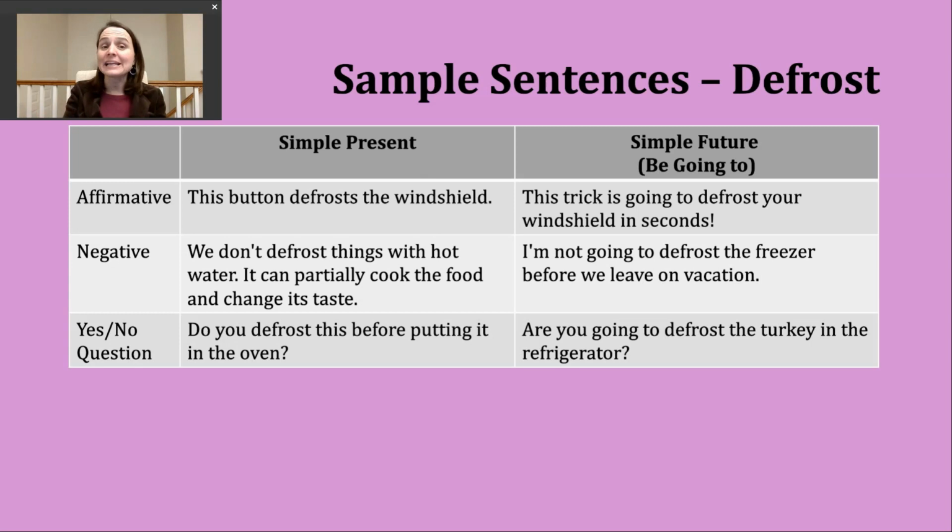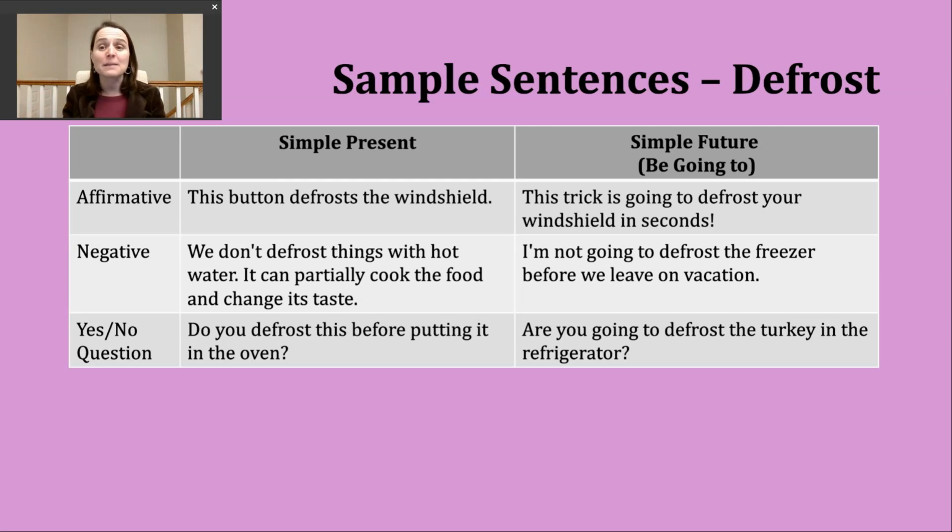Now, let's take a look at making a yes or no question in the simple present. To do this, we start with do or does, then we have our subject, and then the base verb. So again, I'm never adding an S to the end of the verb in my yes or no question. Here's an example. Do you defrost this before putting it in the oven? Okay. This could be any number of things, but you might think of asking this question of someone who's maybe teaching you to cook a particular dish.